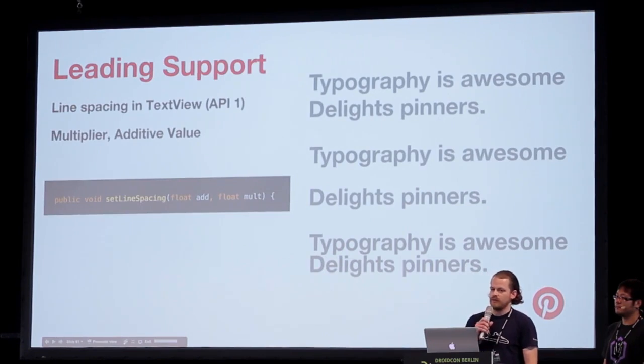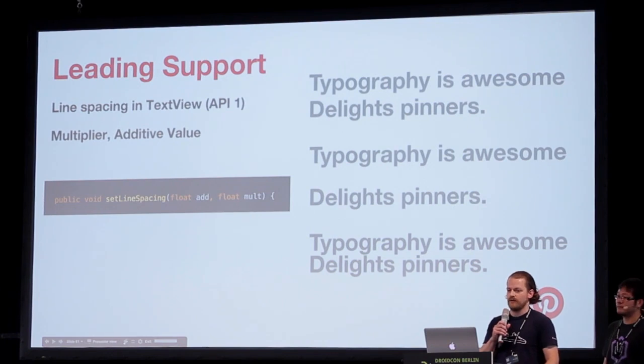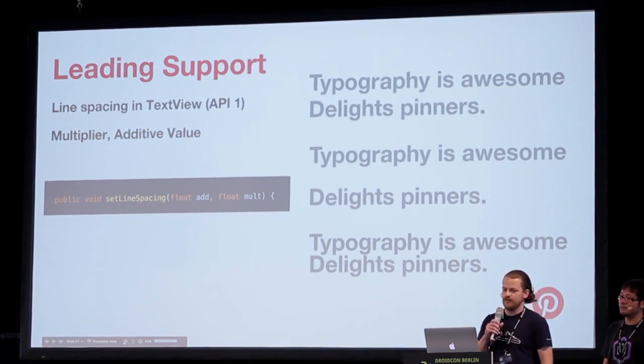So for leading support, or the line spacing, we're actually lucky on this one because it's a feature that's been supported in text view since API 1. It can be specified either as a multiplier, such as 0.8, which will reduce your line spacing, or as a value that's added to the current font size, so either negative, like -5 for example, to reduce it.